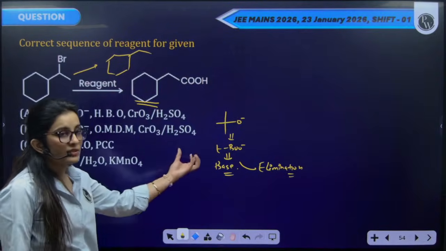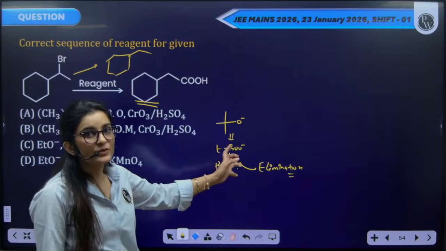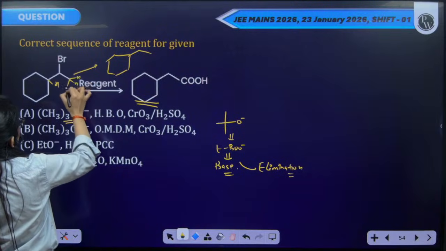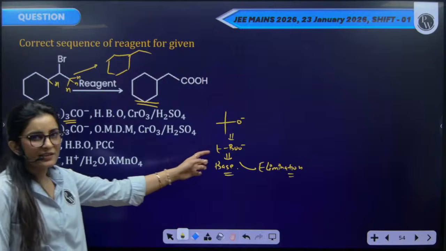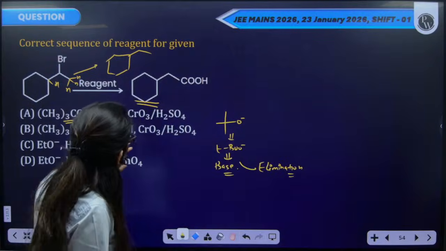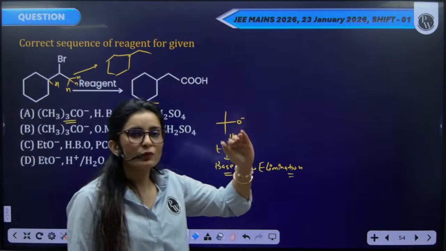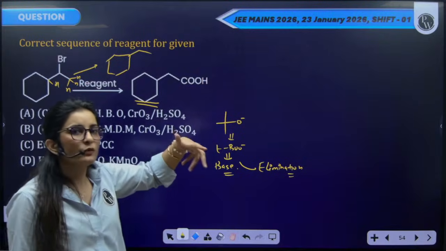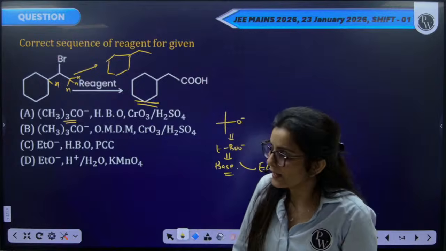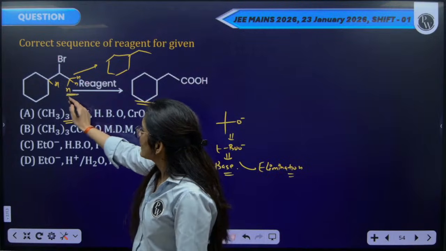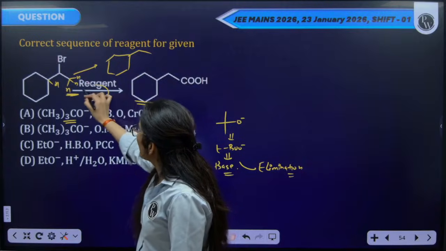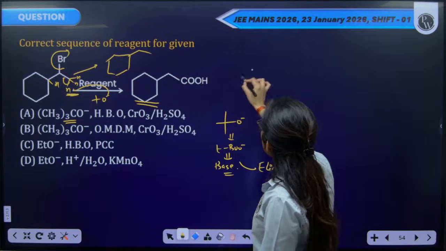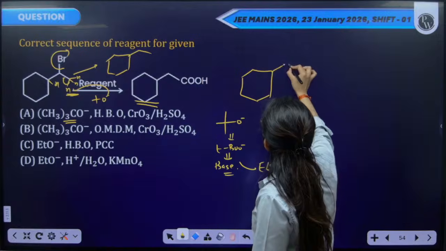And remember, this is a bulky base, so it will always take the less substituted hydrogen. If you see over here, one hydrogen is available here and three hydrogens are available here. Just because it is a bulky base, it will always try to take the less substituted hydrogen, meaning the hydrogen from the carbon whose degree is lower. This is a primary carbon and this is a tertiary carbon, right? So the greater the degree of the carbon, the greater the substitution. So this tertiary butoxide will remove a hydrogen from here, the electron density will delocalize over here, and this bromine will come outside. So it will give you this product.